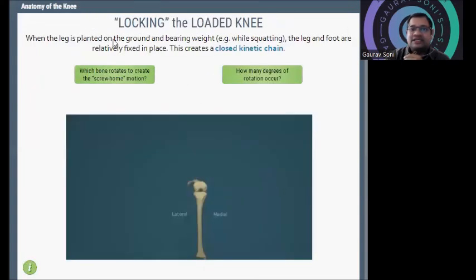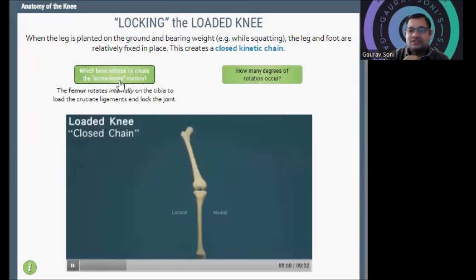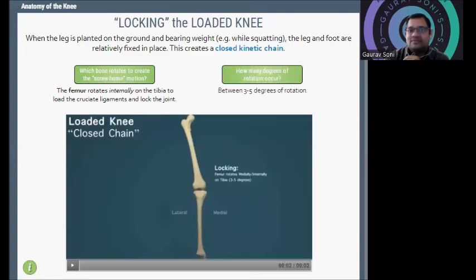Now the loaded knee: when the leg is planted on the ground and bearing weight, that is while squatting, the leg and foot are relatively fixed in place. This is called a closed kinetic chain. Which bone rotates to create the screw motion? You can see this. And how many degrees of rotation is going to occur? Between 3 to 5 degrees only.